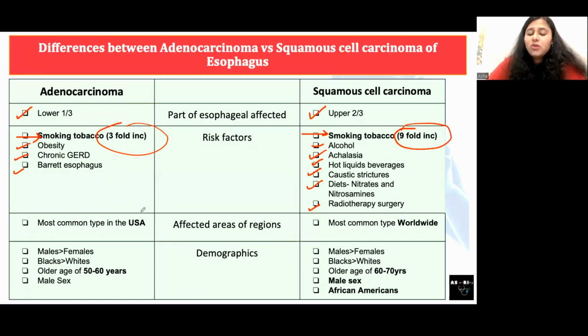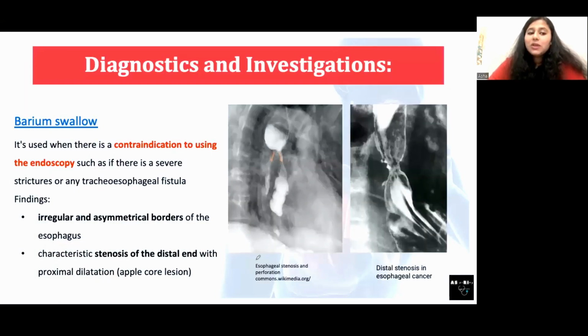And adenocarcinoma happens more in the US, while squamous happens more worldwide. Both have males more vulnerable than females, and Black people more affected than white. Older age is more affected, at 50 to 60 years of age compared to 60 to 70 years of age in squamous. And looking at these, there could be very many overlaps. But our main thing is confirming the diagnosis and then looking for other stages.